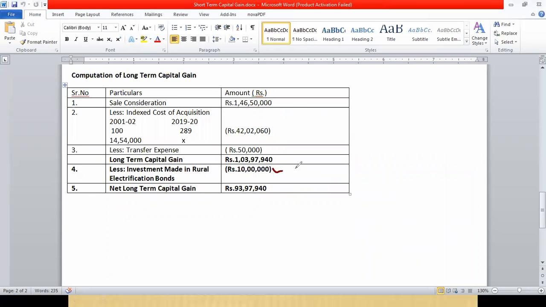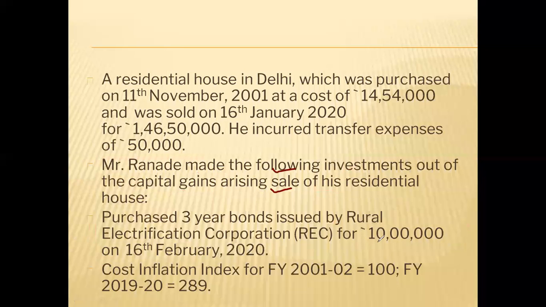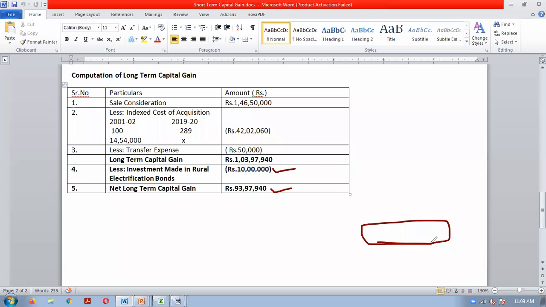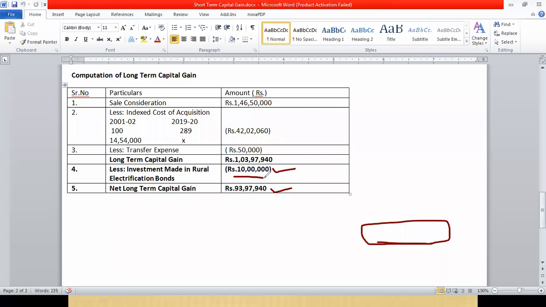So we will reduce that amount and his revised capital gain will be 93,97,000. Because Mr. Ranade has invested 10 lakh rupees in a rural electrification bond, which is an allowed benefit investment. So from this 1 crore 3,97,940, we will reduce 10 lakh and the revised capital gain will be 93,97,940.